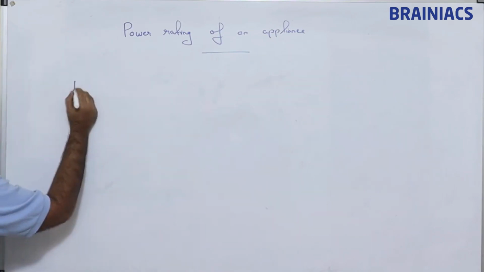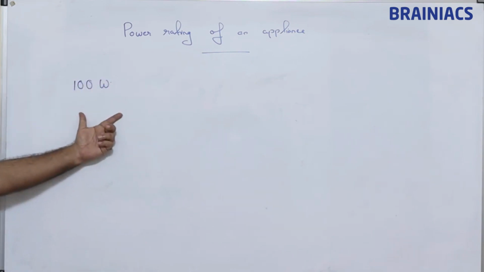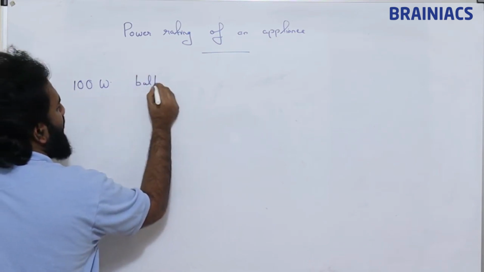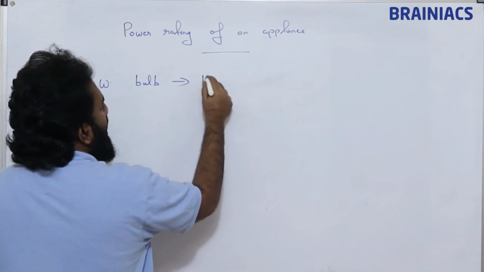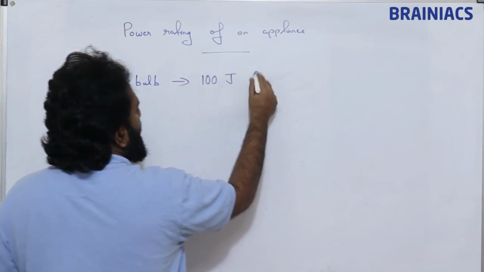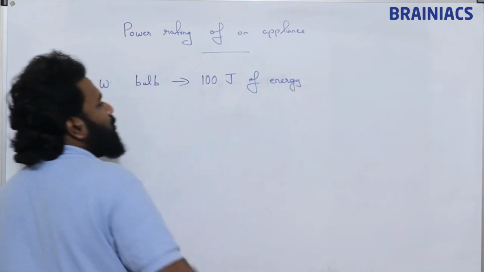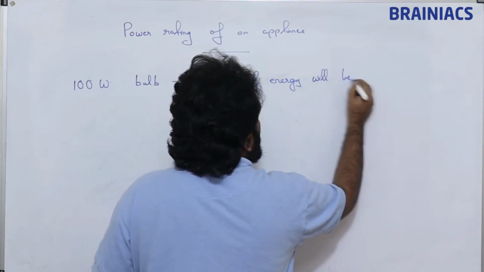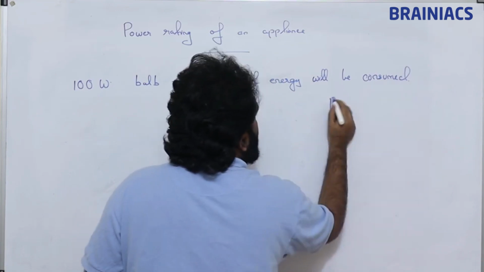When we say 100 watts is the power, a 100 watts bulb, it means that 100 joules of energy will be consumed per second.